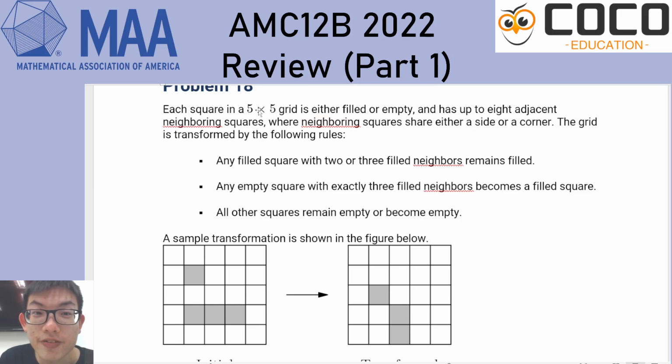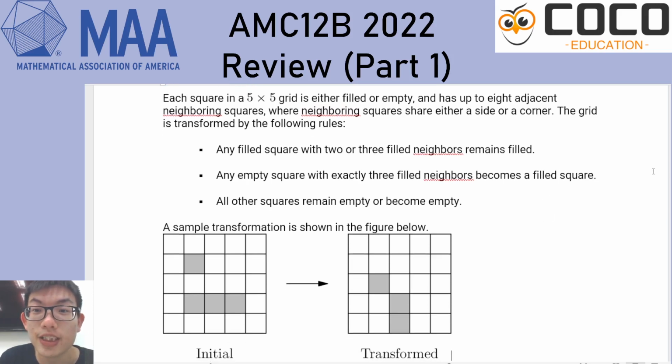Let's read. Each square in a 5 by 5 grid is either filled or empty and has up to 8 adjacent neighboring squares, where neighboring squares share either side or corner. So they're just describing normal stuff, and then it says that any filled square with 2 or 3 filled neighbors remains filled. Any empty square with exactly 3 filled neighbors becomes a filled square. All other squares remain empty or become empty. So this is like, some of you know Conway's Game of Life. This is like a modified version of that.